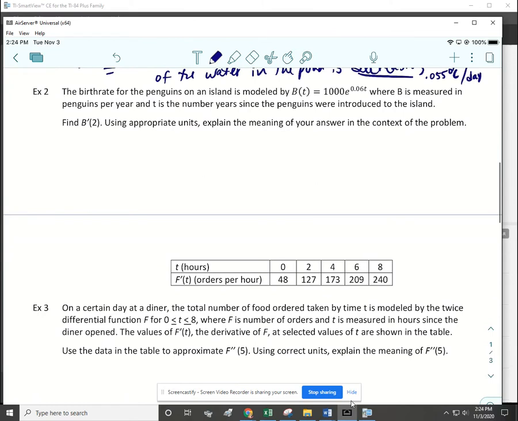For example 2, the birth rate of penguins on an island is modeled by the function b of t, which is that function, where b is measured in penguins per year, and t is the number of years since the penguins were introduced to the island. We're going to find b prime of 2. We're just going to use the calculator. Even though we could do this, we would use the chain rule and a rule for finding the derivative of e to the power. Anyway, we're just going to go ahead and use the calculator, and then we're going to explain the meaning again.